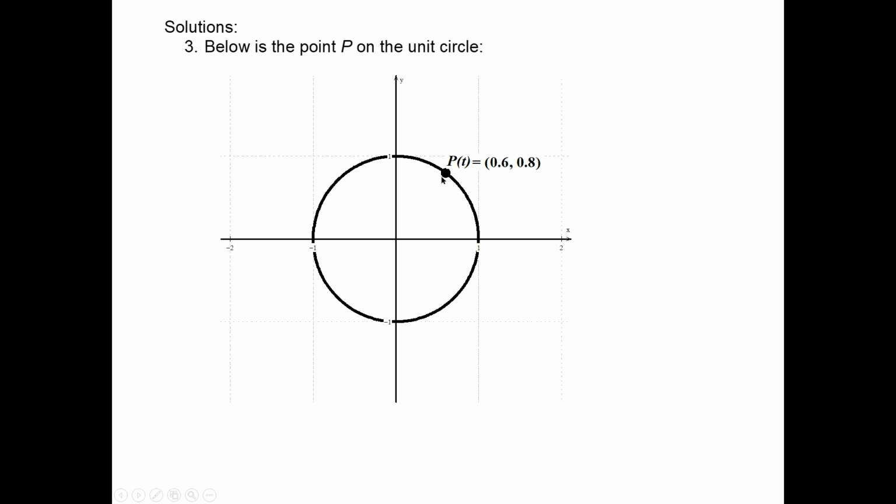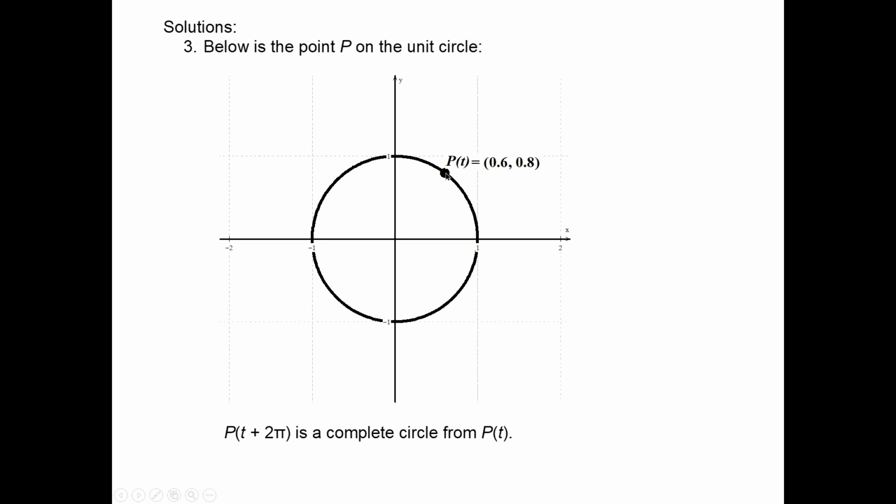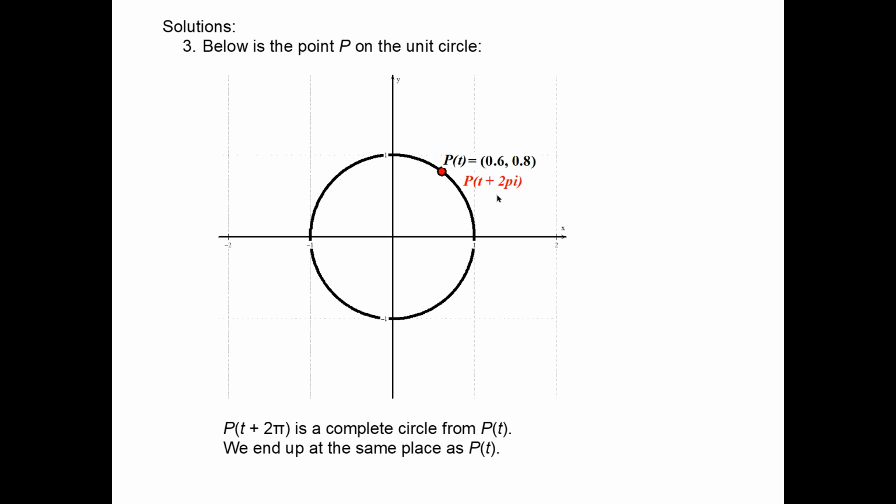And again, here's my 0.6, my 0.8. And I wanted to do P of t plus 2 pi. Remember, 2 pi, you go all the way around. So I end up back where I started. So P of t plus 2 pi is also 0.6, 0.8.